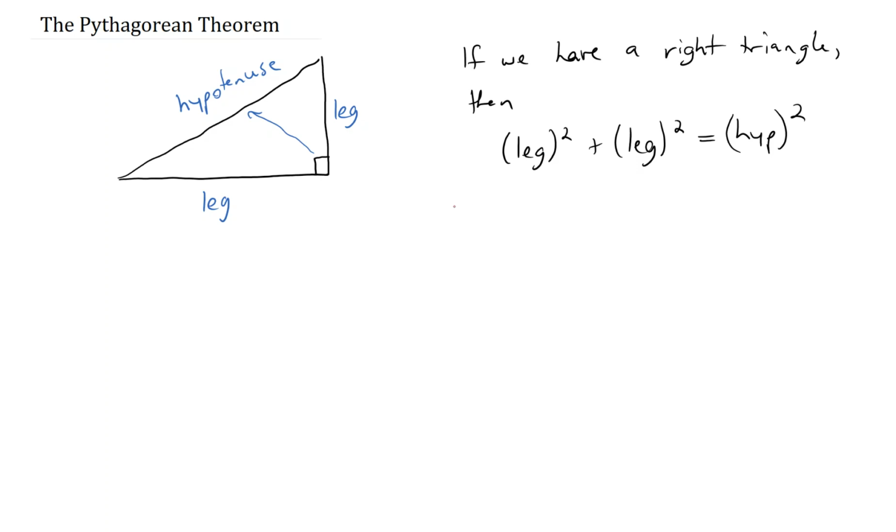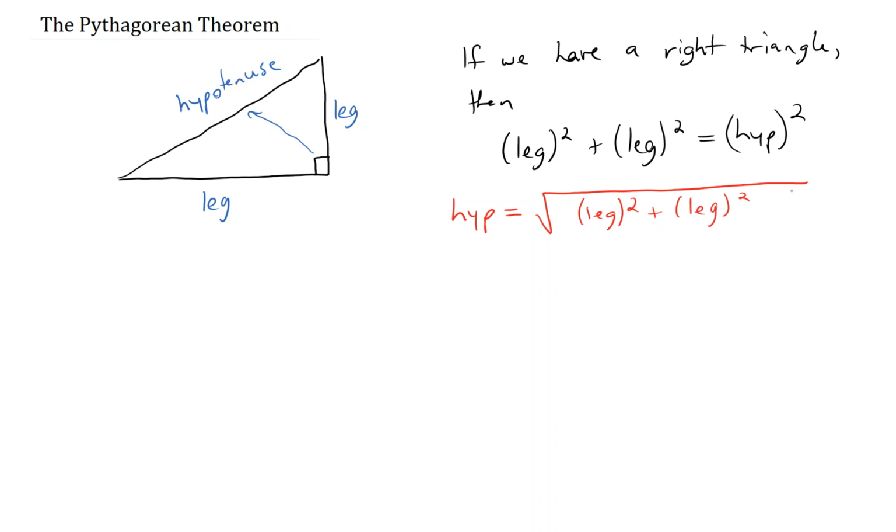If you solve this equation for the hypotenuse, then you would simply take the square root of both sides, and you have the square root of the sum of the squares of the legs. Okay, you square each leg, add those together, and then take the square root. Don't forget to take the square root.